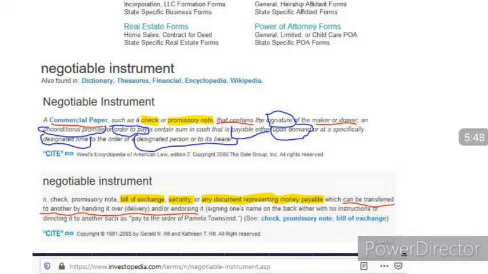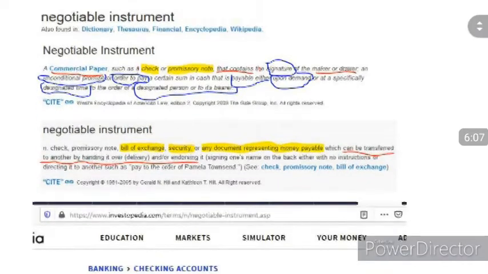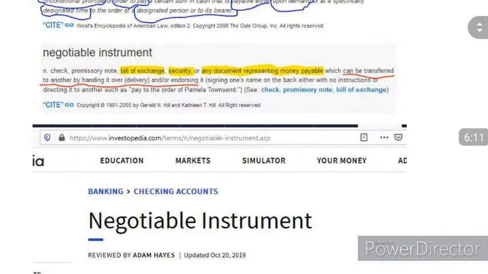I'm going to be skipping through a little bit, just not to draw this out too long, because going into each and every designation that I have underlined would definitely draw it out too long. So I'm just going to keep it going at check, promissory note, bill of exchange, security, or document representing money payable, which can be transferred to another by handing it over, delivery, and/or endorsing it, signing it, autographing it, whatever lingo you want to use. I don't want to get too deep into that right now. That's a whole other topic.